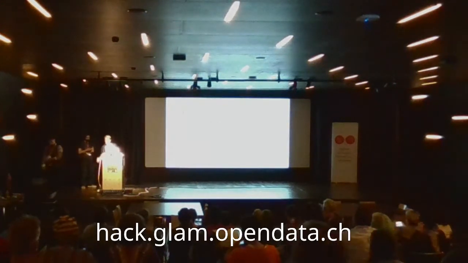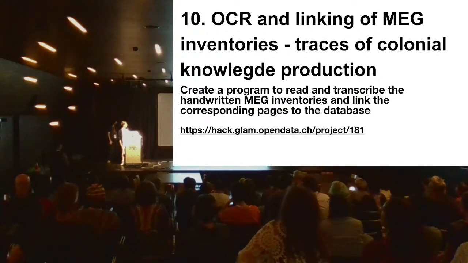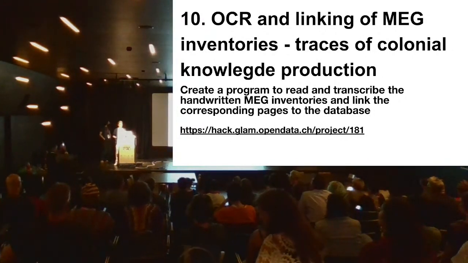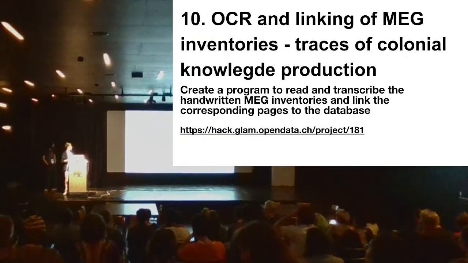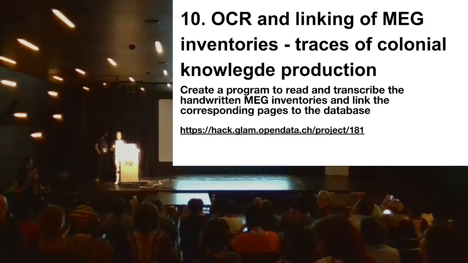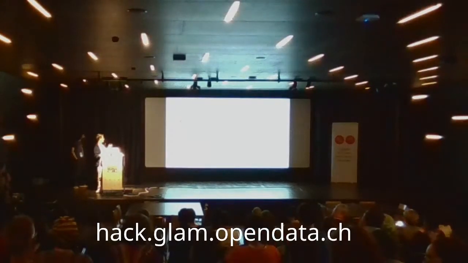Hi. Hugo and I worked on OCR and linking of the inventories. So what is OCR? OCR is optical character recognition. For example, if you're driving too fast in your car and you're speeding and the police takes a picture of your car, they're using OCR to read your license plate. So that's what the technology is doing, and we applied it to the historical inventories of the museum.